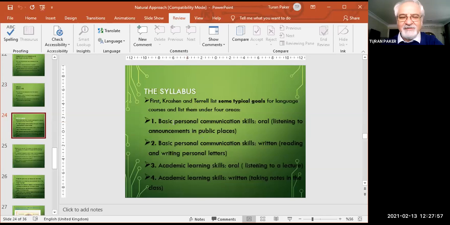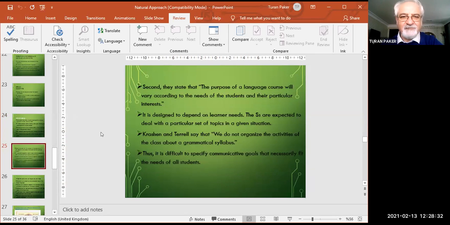The syllabus. First, Christian and Terrell list some typical goals for language courses under four areas. First, basic personal communication skills should be developed, and these are oral, like listening to announcements in public places. Then basic personal communication skills, written: reading and writing personal letters or communication. Then in the third area, academic learning skills like listening to a lecture, and in the fourth one, taking notes in class or in lectures, etc.